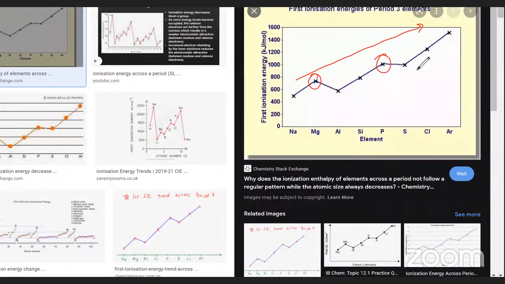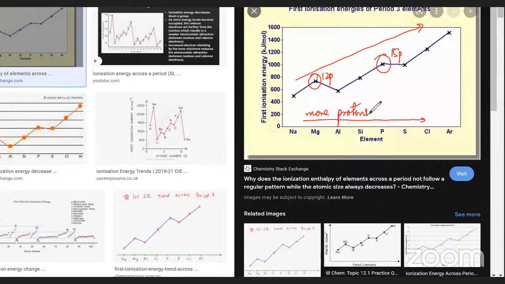So why does it become more difficult to remove electrons? The reason is that when you move across the period, there are more and more protons. So there's more nuclear attraction. It becomes much harder to remove electrons. Phosphorus has 15 protons, right? Whereas Mg has a total of 12 protons. So 15 protons would have a much stronger attraction for electrons. That's one of the key reasons.